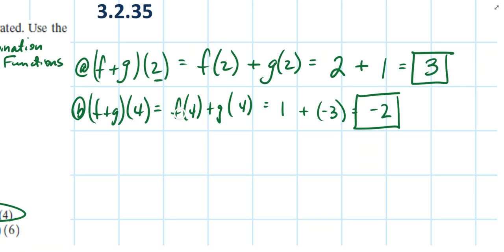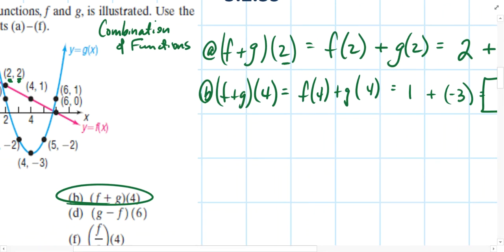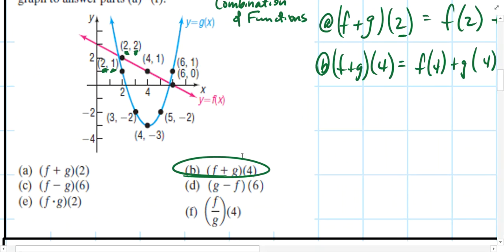Since f of 4 is equal to 1 and g of 4 is equal to negative 3, we would add 1 with negative 3 to obtain negative 2. Again, the y result of the f function plus the y result of our g function. 1 plus negative 3 is negative 2.